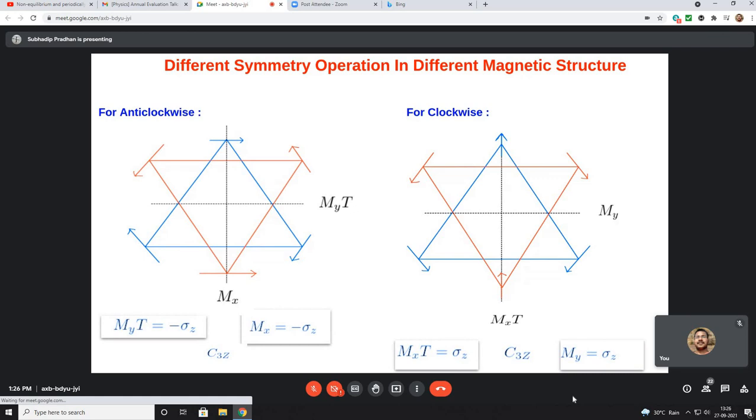So even this parallel structure. So what Anamita was saying is that the structure remains the same under this kind of symmetry operations. So, yeah, but the question was different. I guess the question was.